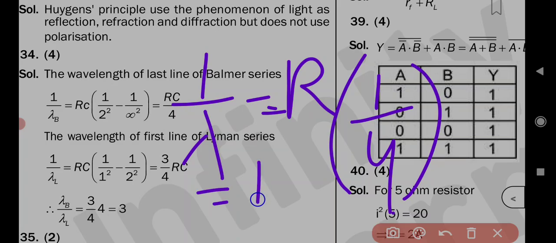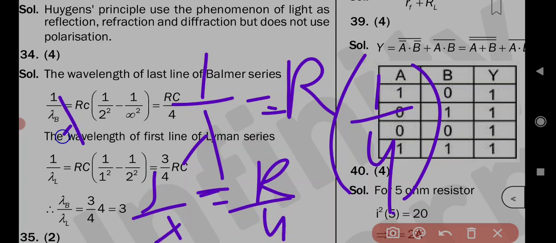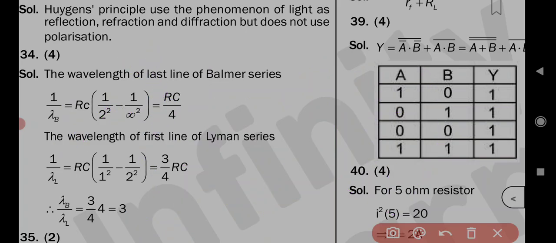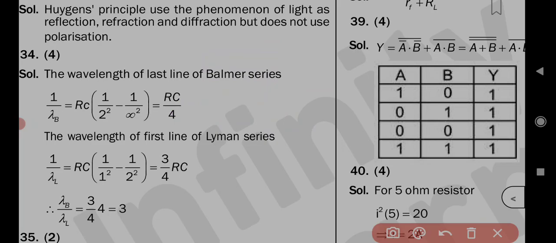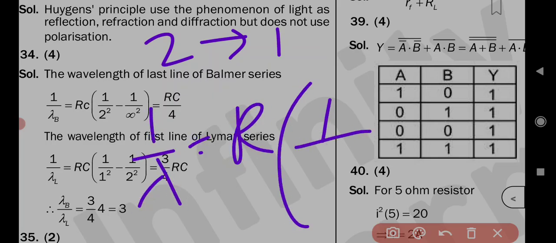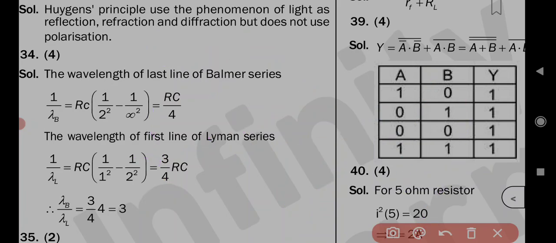So this becomes r by 4. 1 by lambda, so lambda is 4 by r. So for the first case we got 4 by r. For the second case, they are saying the first line of the Lyman series. Lyman means 1, and the first line is 2 to 1. So 1 by lambda is r into (1 by 1 minus 1 by 4), which is 3 by 4. That means lambda is 4 by 3r.